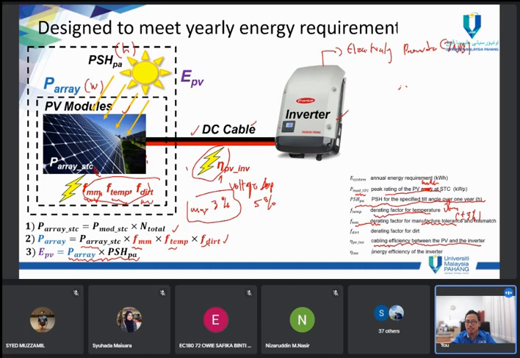The efficiency from the PV to the inverter is the cable efficiency, which reflects the voltage drop. So that is the derating factor from the voltage drop. Okay, so that's the thing.